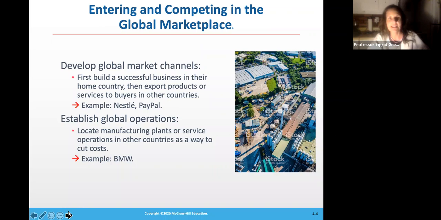BMW not only sells cars in other countries, like we talked about in the first point, but they also produce and manufacture cars in other countries. So Brazil, even the US, they do a lot of manufacturing here. So those are just two different ways to have an organization go global.